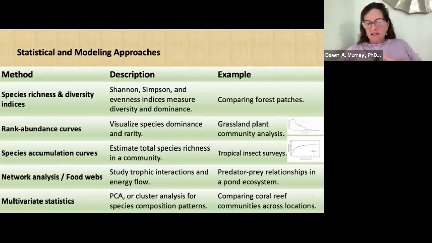Then there's network analysis with food web. So you're studying trophic interactions and energy flows. So that could be predator-prey relationships in an ecosystem.